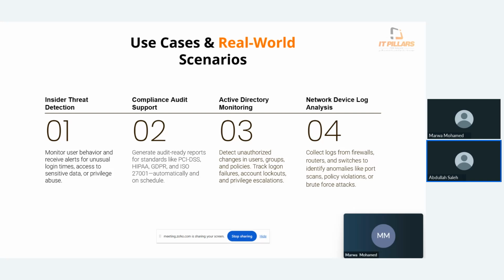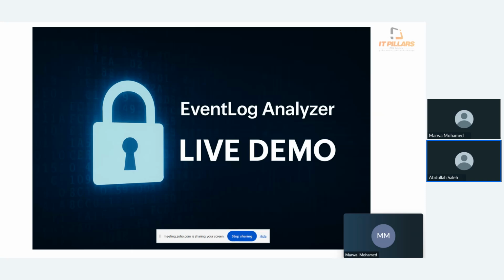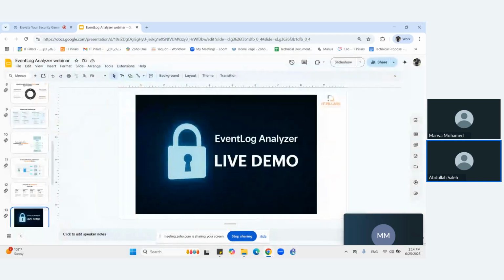For network device logs, you can forward the logs from your routers, switches, and firewalls as well, to scan the report and open ports, and to check if any rule in the firewall is unused, so you can take better action. Now we will give you just a small, quick live demo from ManageEngine.